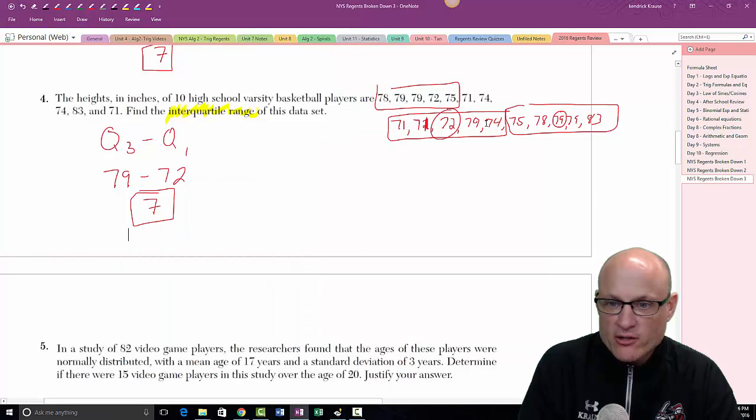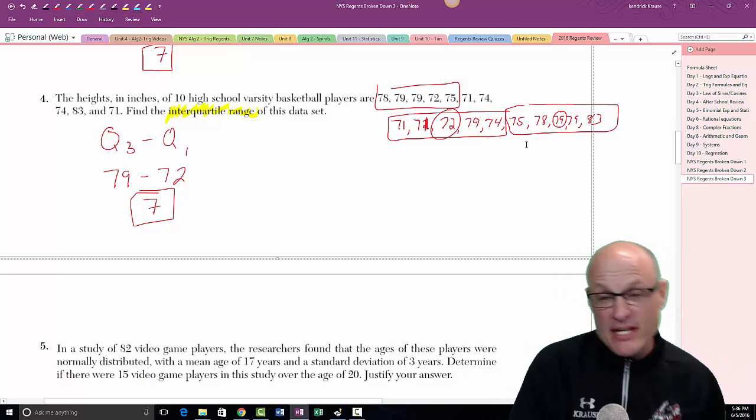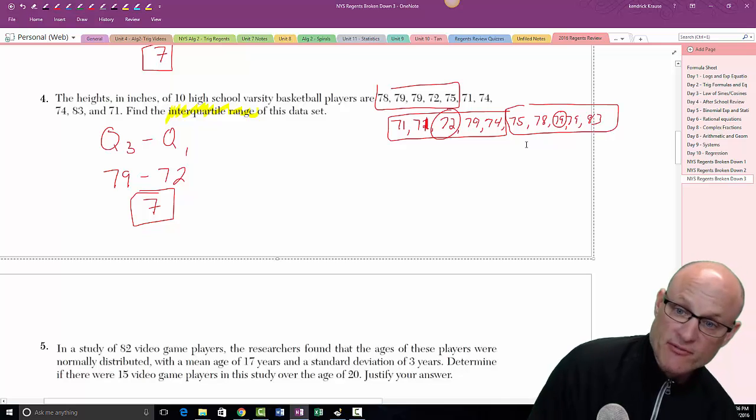By the way, notice right here, we got 74 and 75, and the median would be halfway between those two, which would be 74.5.